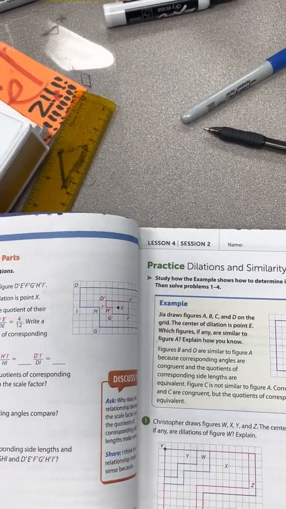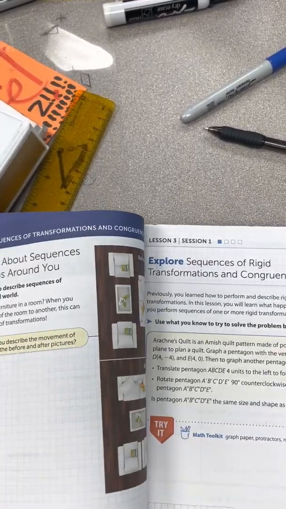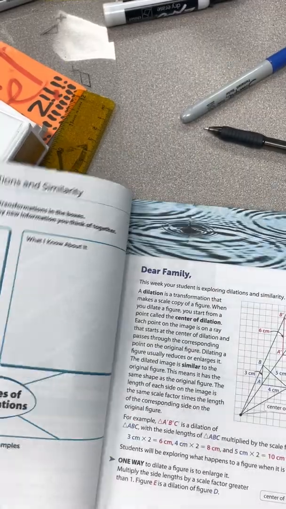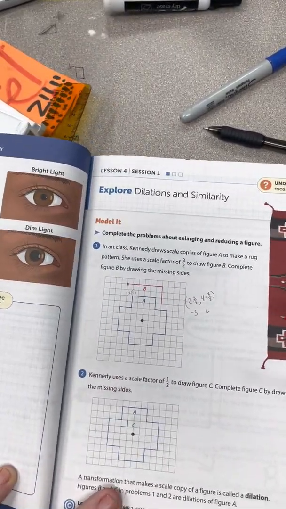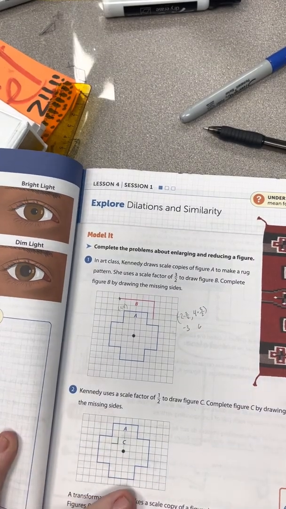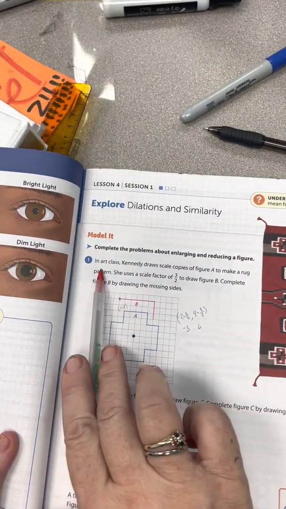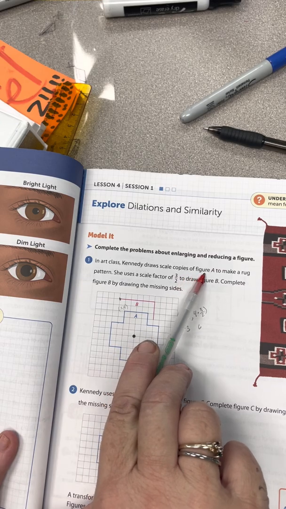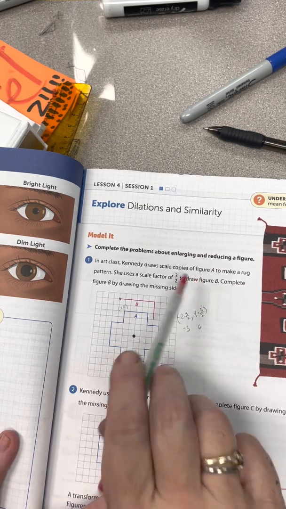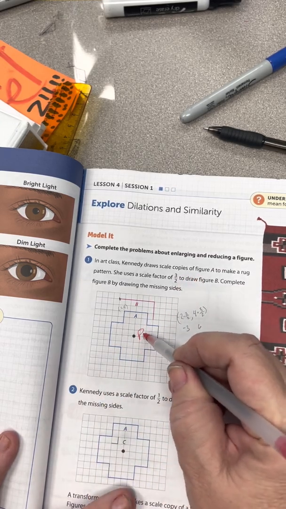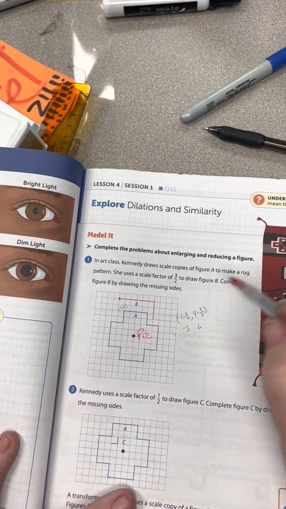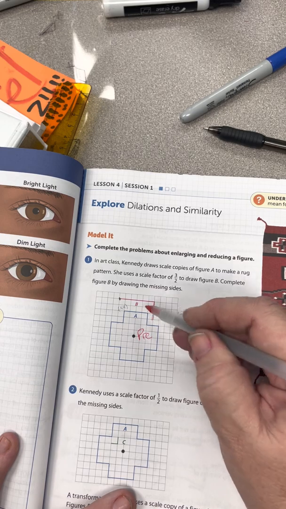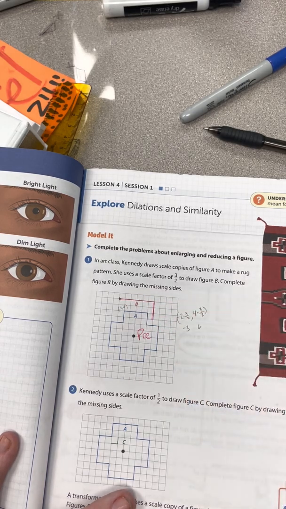All right, next up is page 83. Okay. So, what we were doing here is it says, in art class, Kennedy draws scale copies of figure A. So A is our pre-image to make a rug. So it starts us off at B. So where do we go from there?